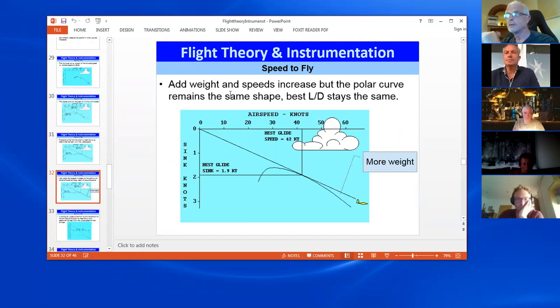It's often why you'll see competition pilots carry extra ballast. They'll increase their weight to get that speed. They know their glide is the same, so they're going to arrive at their destination faster on the same glide angle. Now, a lot of people go, I don't think that's true. It is true. The key thing is that if you add weight, you speed up, but the lift-drag ratio stays the same.